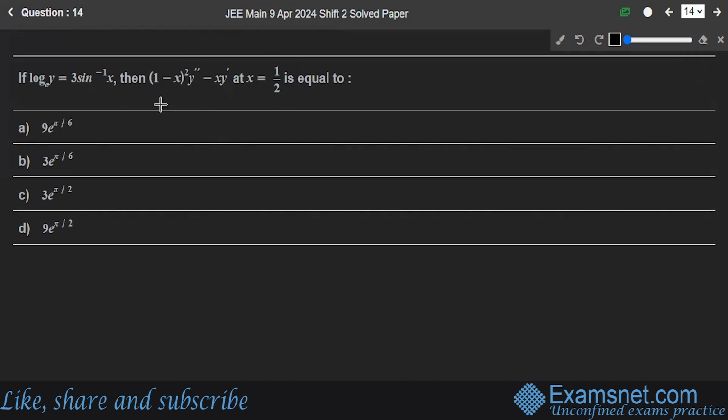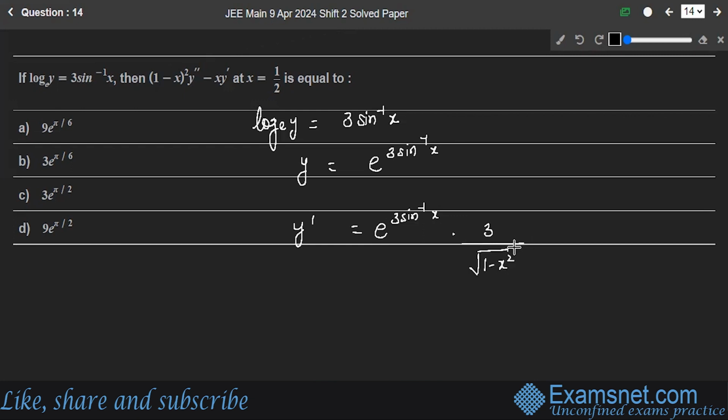So you are having this equation, let's write it down. You have natural log of y is equal to 3 sine inverse x, or y will be given by e power 3 sine inverse x. Taking the derivative, y dash will be e power 3 sine inverse x into the derivative of 3 sine inverse x, which is equal to this value.